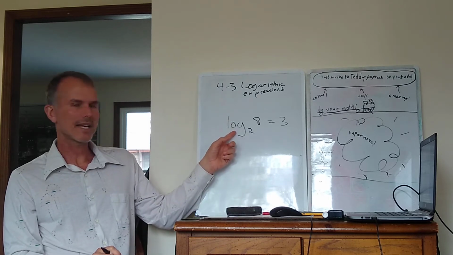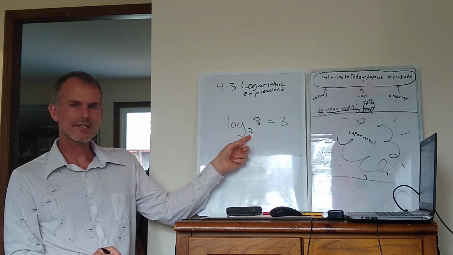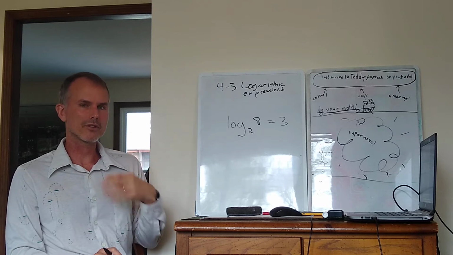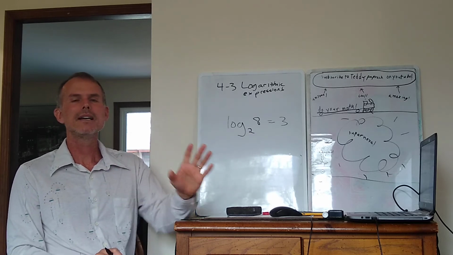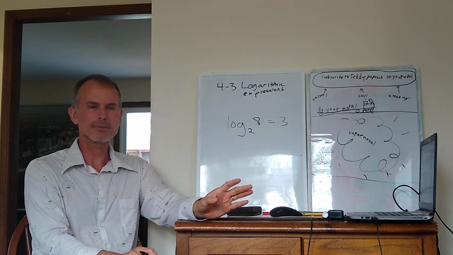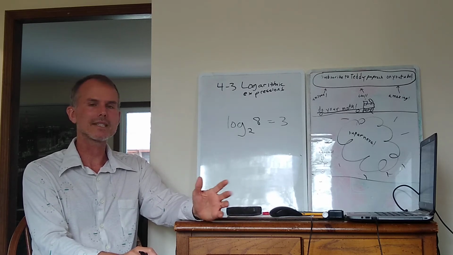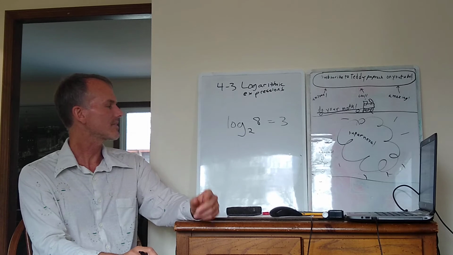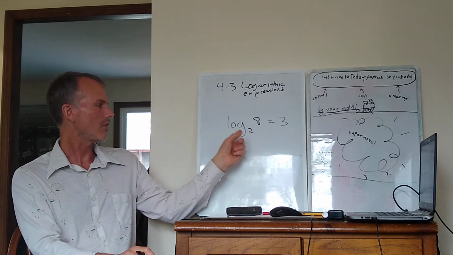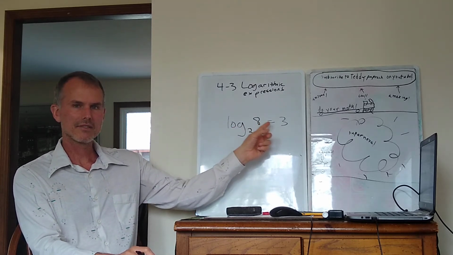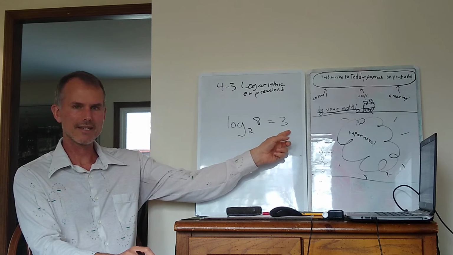This says that the log to base 2, now notice how I'm saying that, I'm saying log to base 2 of 8. Now, it's perfectly acceptable to say log base 2 of 8 equals 3. Either way is fine, but that's what this says. Log base 2 of 8 has a value of 3.